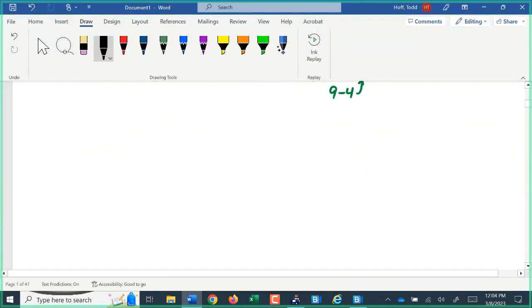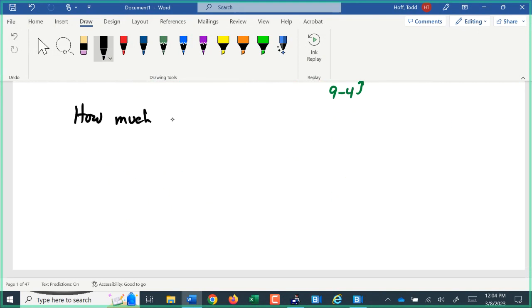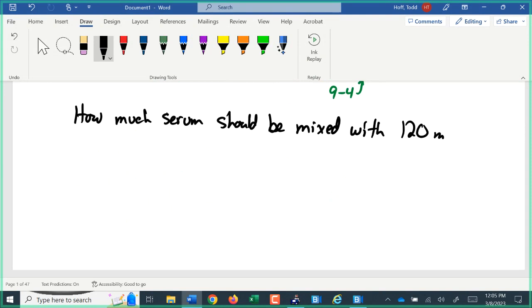And we can go from the other side of it as well. How much serum should be mixed with 120 milliliters of saline to create a 1:9 dilution.